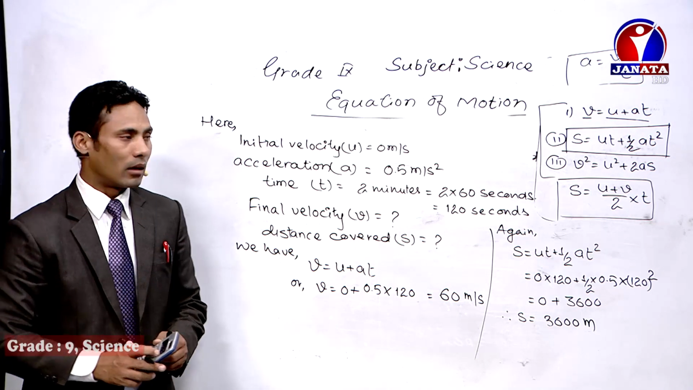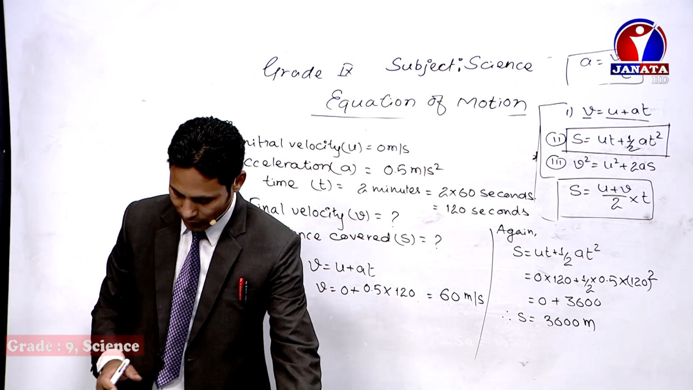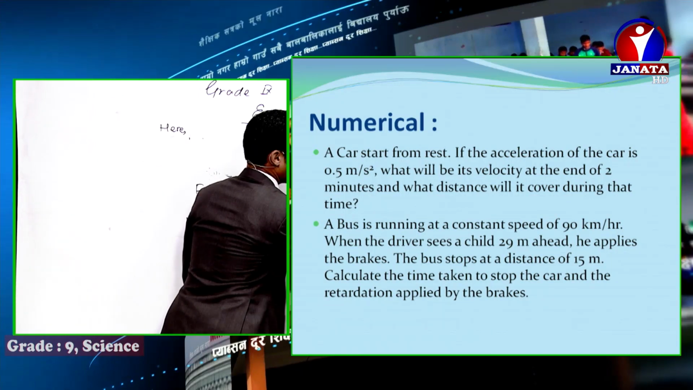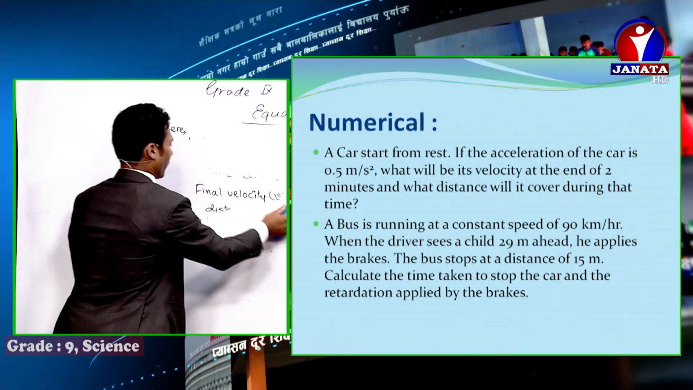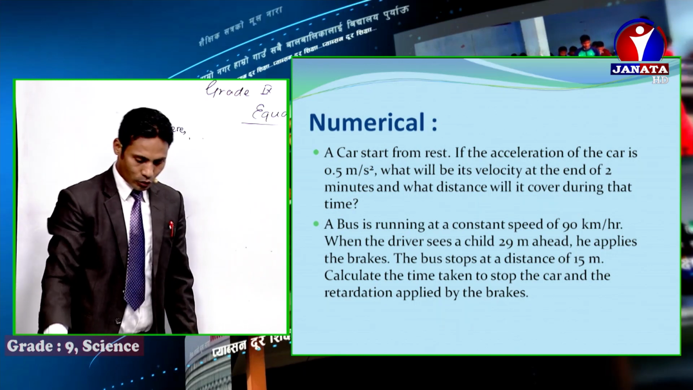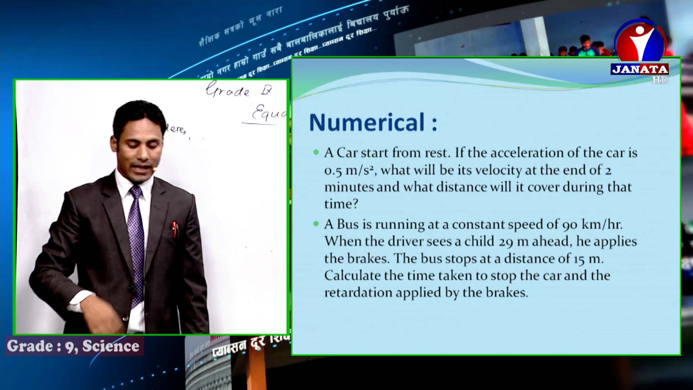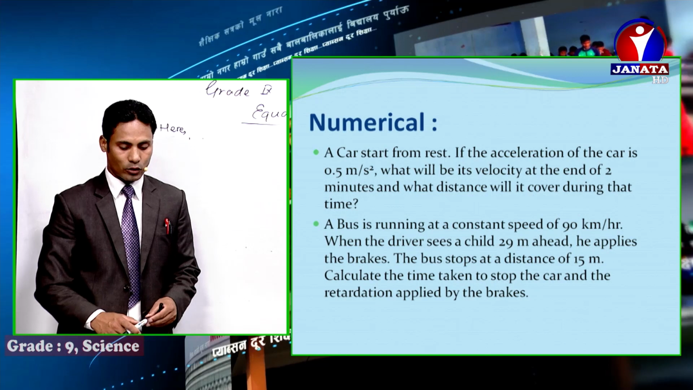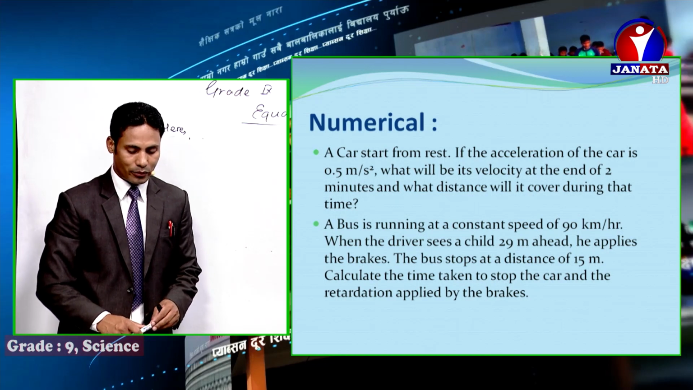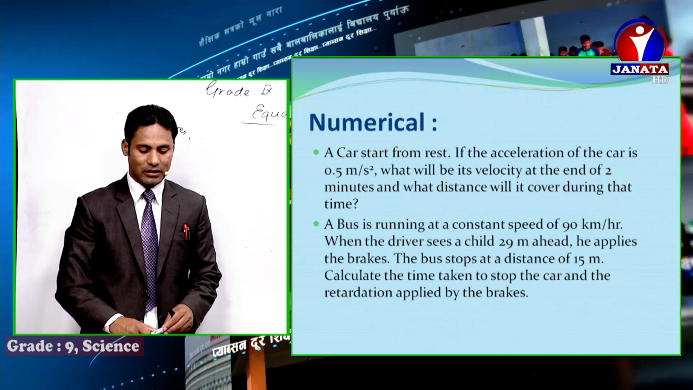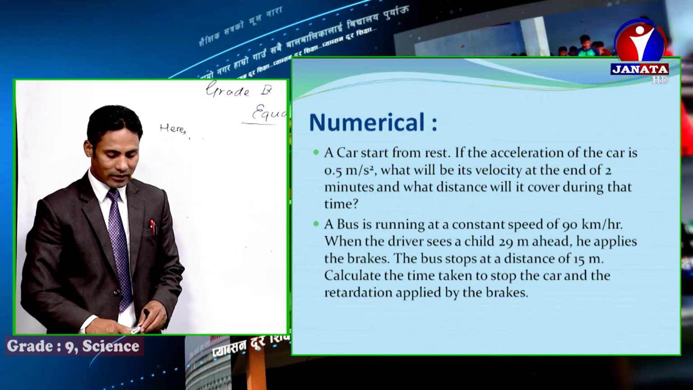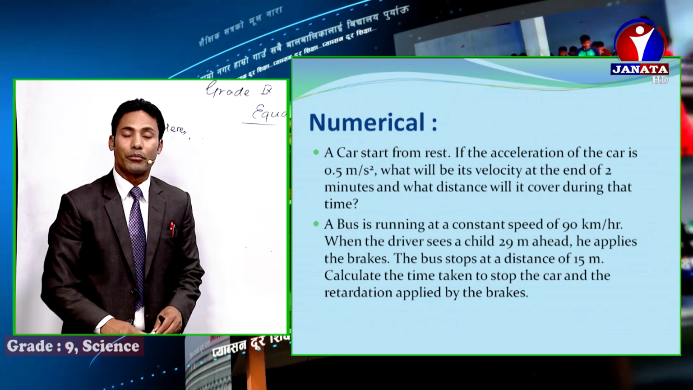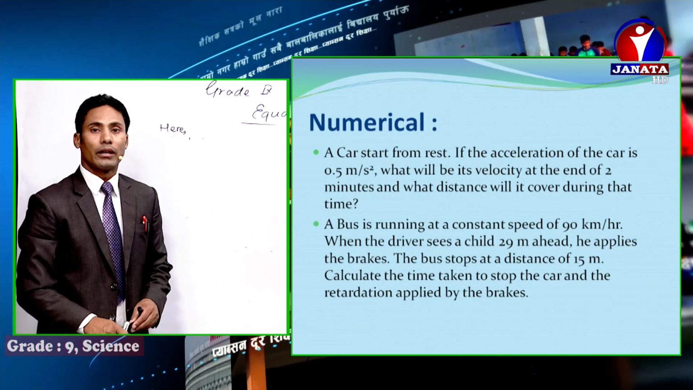So next numerical problem is there. Numerical problem number 2. So let's try to solve how to solve this numerical number 2. Okay, the question goes like this. A bus is running at the constant speed of 90 km per hour. When the driver sees a child 29 meters ahead, he applies the brake and the bus stops at a distance of 15 meters. Then calculate the time taken to stop the car and the retardation applied by the brake. So let's see how to solve this one.